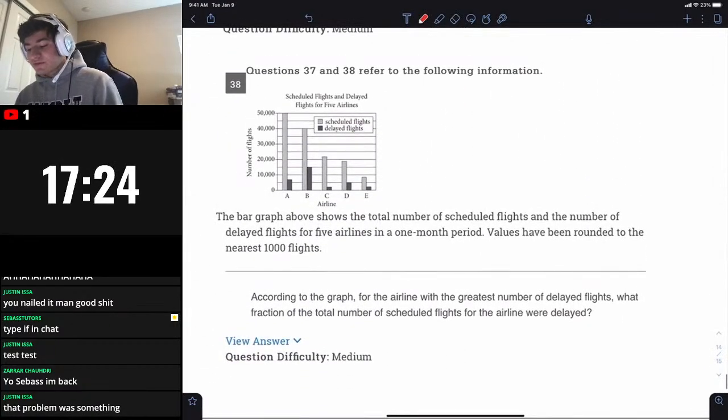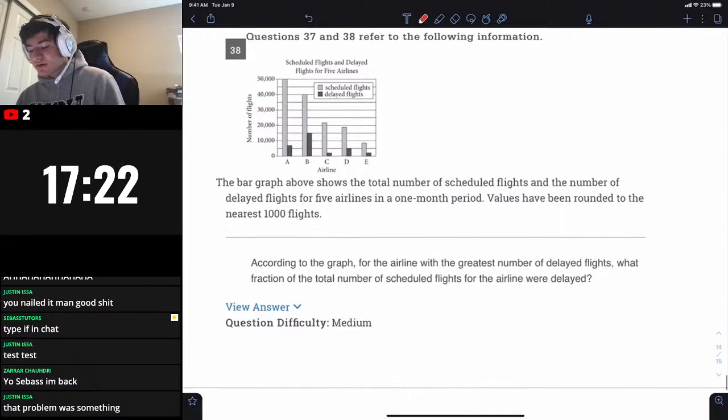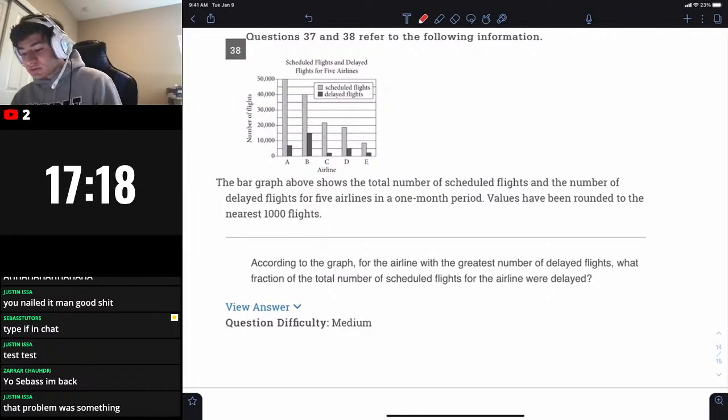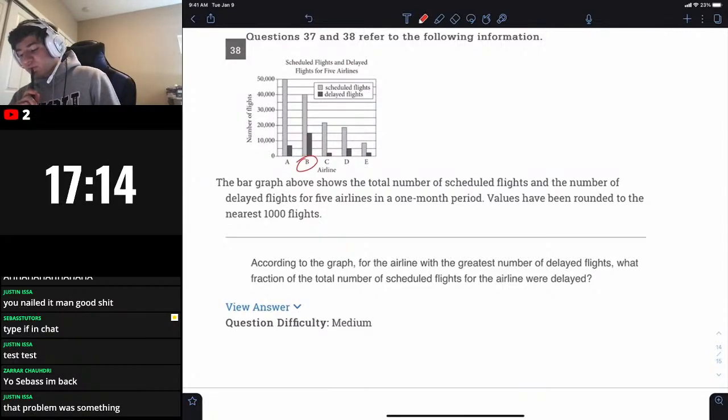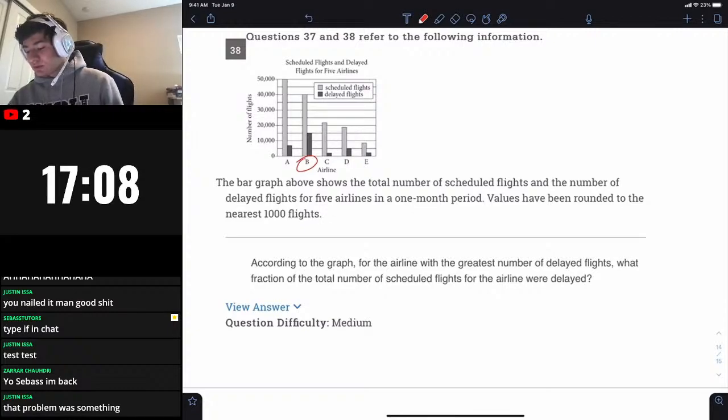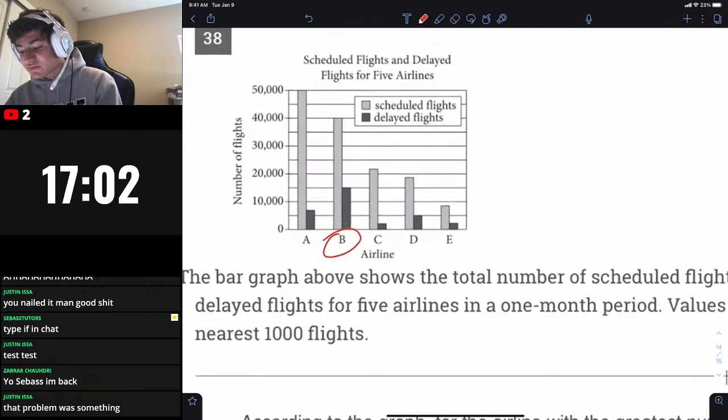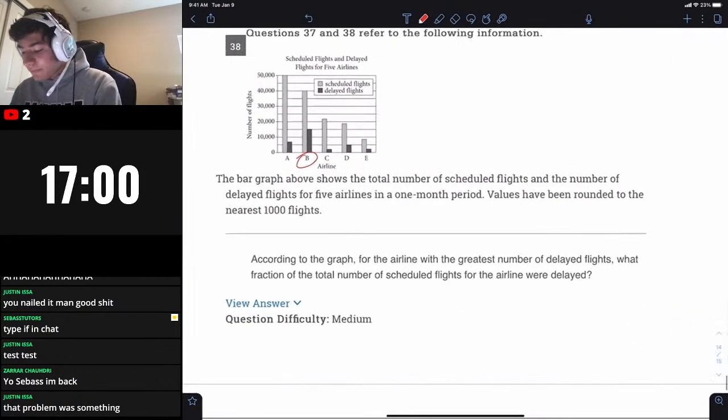Okay, the bar graph above shows the total. We did that already. According to the graph, for the airline with the greatest number of delayed flights, which is B, what fraction of the total number of scheduled flights for the airline were delayed? Ooh, greatest. Okay, what's the total number of scheduled flights for B? 40 grand.